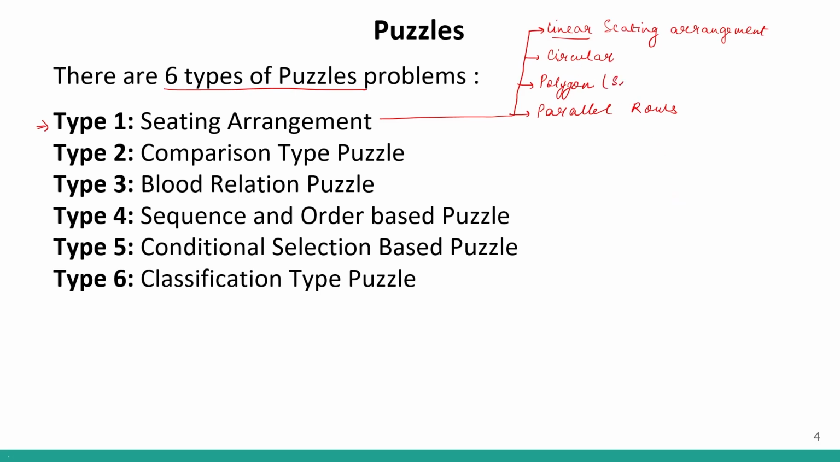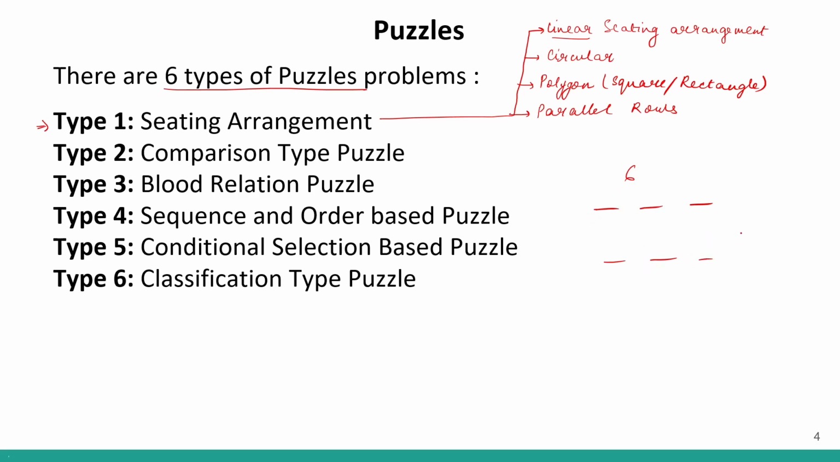Polygon, the most common ones are square and rectangle. But you can also get a triangle, a pentagon, or a hexagon. Those are also a possibility. Then we have parallel rows. Let's say there are six people and they're sitting in two rows. So 1, 2, 3, 1, 2, 3. Three people are sitting in each of the two rows.